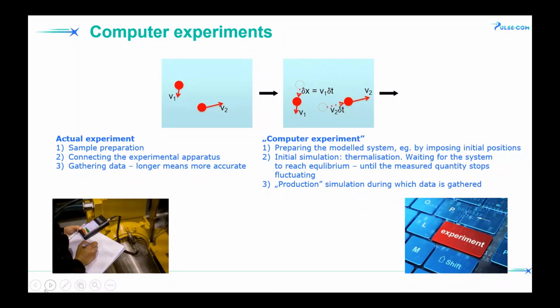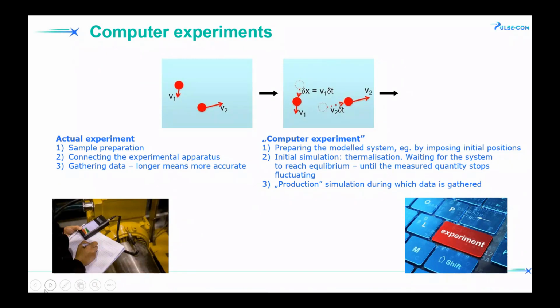So this is an example of a molecular dynamics simulation. We calculate the forces that are acting on atoms or on different species, and we propagate this dynamics in time with some time step. And this is similar to the experiment that usually goes like this: in the first step we prepare somehow the sample. It's a very simplified picture. Then we connect some sort of experimental apparatus to the sample, and then we gather data. And the longer we gather the data, the more we average, and the more reliable our measurement appears. The longer the measurement, the lower the error.